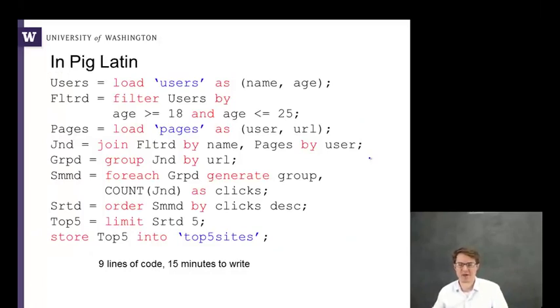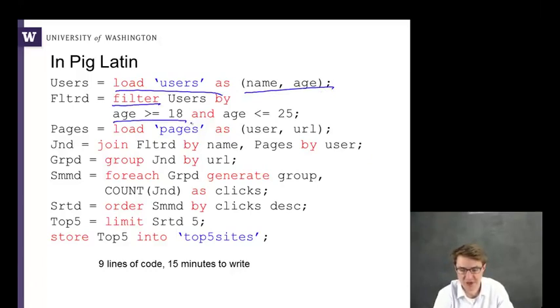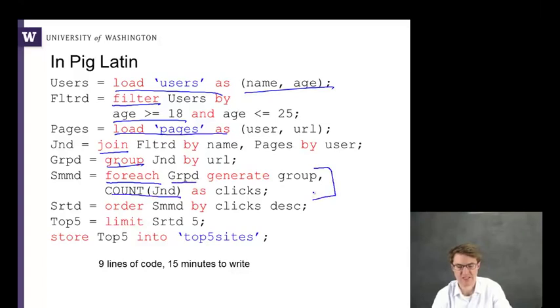Okay, you may or may not buy that. Fine, so here's what it looks like. Load the user data according to a particular schema. Filter the user data based on the age range. Load the pages data. Perform a join. Group. Then you say, well, for each group, count the number of clicks, and we'll talk. This one probably looks the least like relational algebra, and we'll talk about it. And then sort the thing, and then just take the top 5 and store that result into a new file.